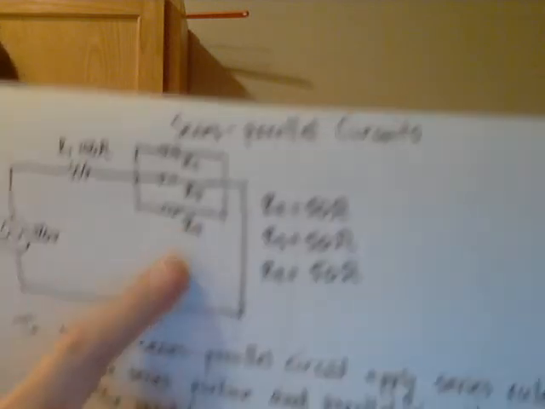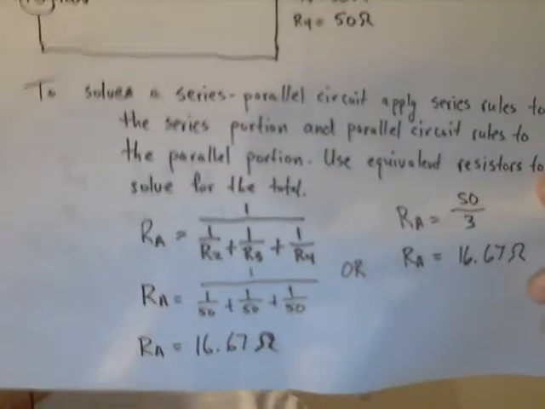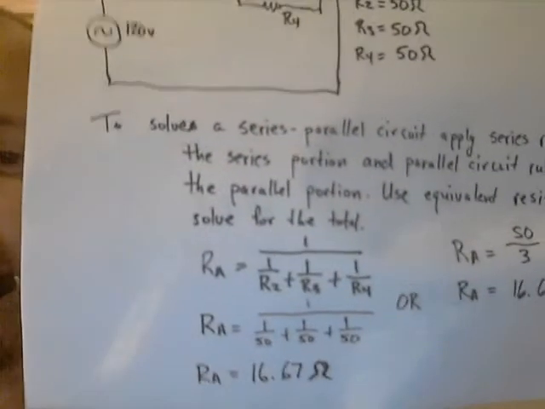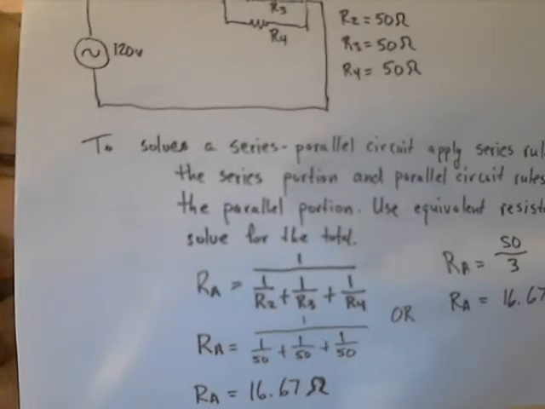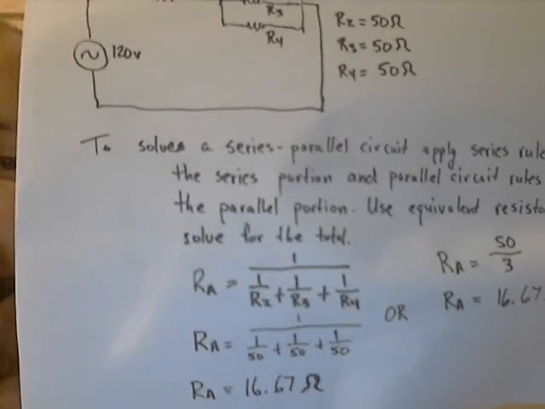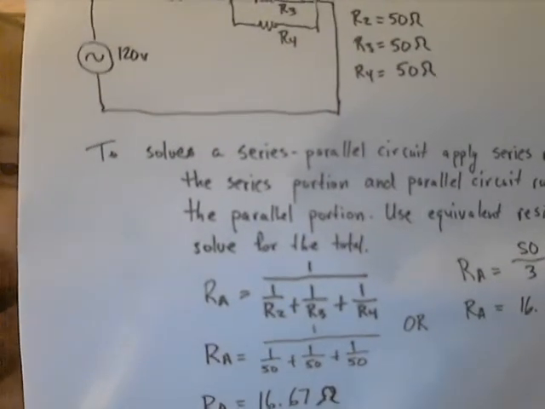So what do we need to do? Well, remember, our formula for parallel resistance is the reciprocal of the sum of the reciprocals of the various branch resistances. I just add those together. We're going to represent this by RA because it's not the total, it's just the total for the parallel portion of the circuit.